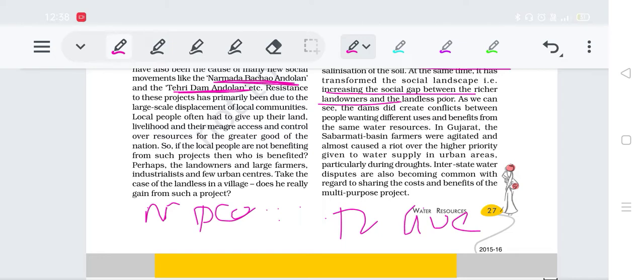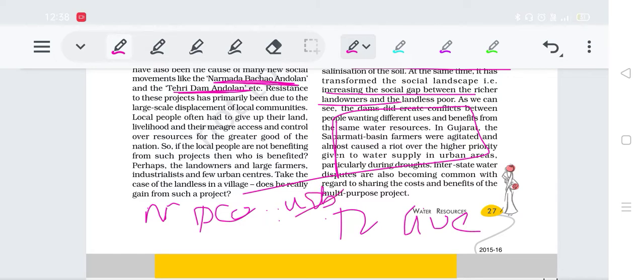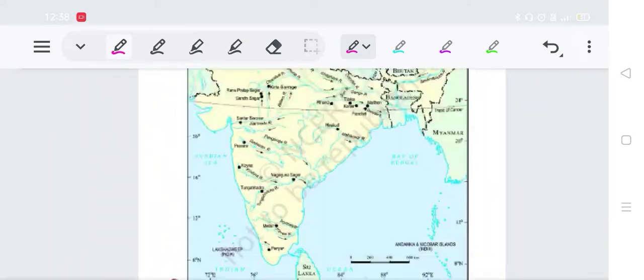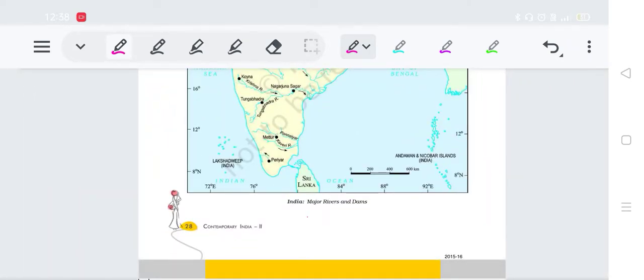Interstate water disputes are also becoming common with regard to sharing the cost and benefits of multipurpose projects. So in this paragraph, they are telling us that people also accuse that water priority is given only to urban areas. Rural areas are lacking behind. Okay. So this is a map in which they are showing major rivers and dams. You can go through it once. I think this is important for your map work.